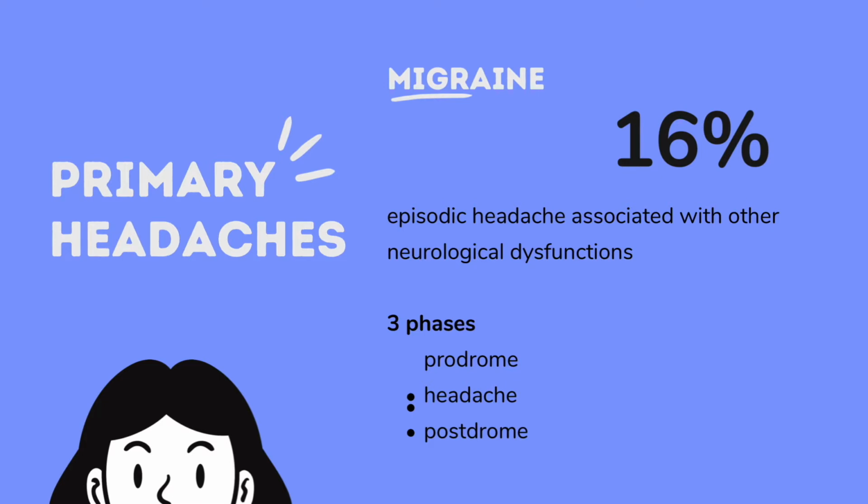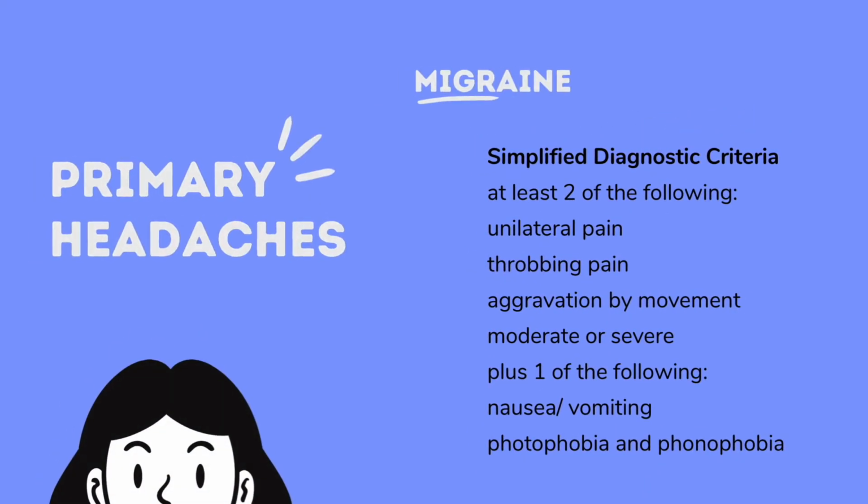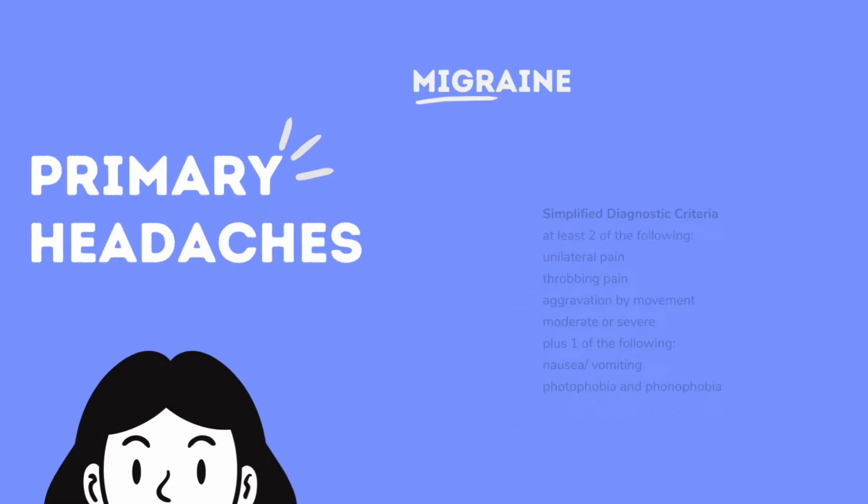It also has three phases, namely your prodrome, headache, and postdrome. The simplified diagnostic criteria for migraine states that it should have at least two of the following: unilateral pain, throbbing pain, aggravated by movement, or moderate to severe intensity. Plus, it should have at least one of the following: nausea or vomiting, and photophobia and phonophobia.